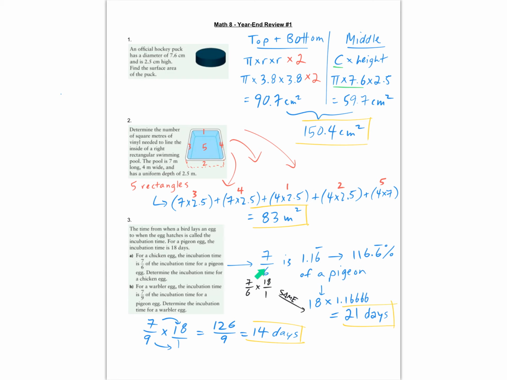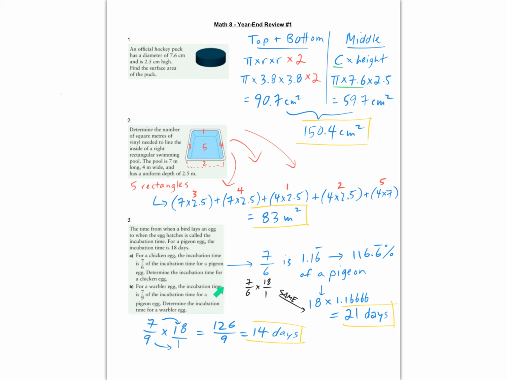So I did it this way. I wrote 7/6 as a decimal, which is 1.1666666, which is the same as 116.6%. So basically we just need to multiply this percent, as a decimal, by 18, and you get 21 days. The other way you can do it is just to multiply 7/6 times 18/1, top by top, bottom by bottom, reduce, and you'll get 21.